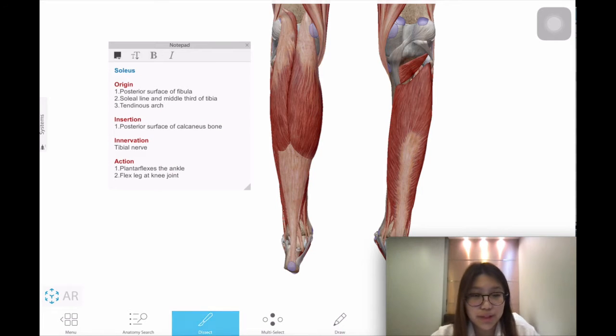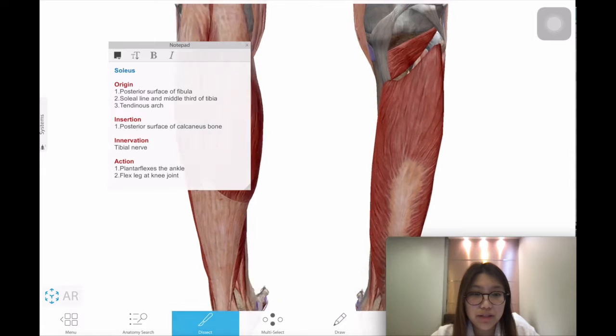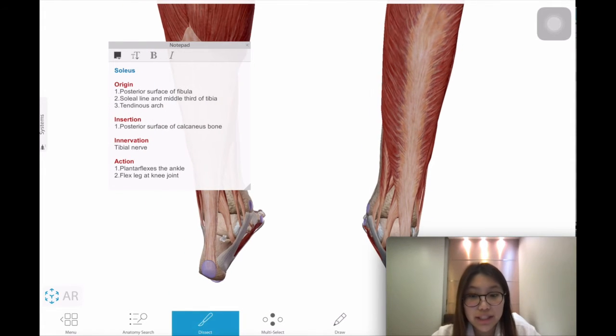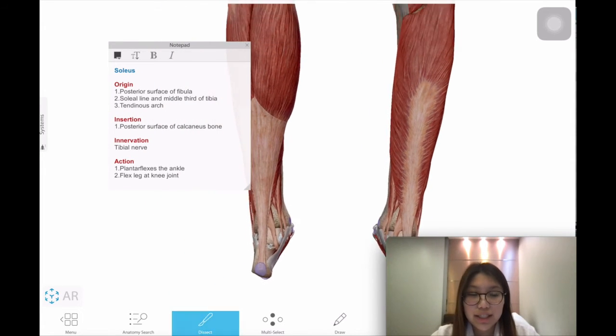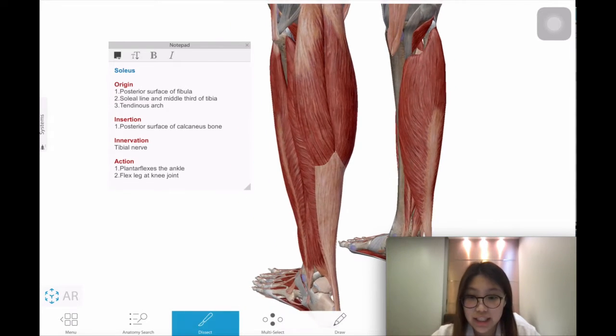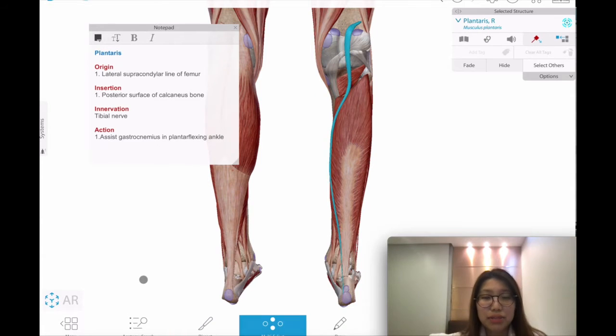This is the soleus muscle. It originates at the posterior surface of the fibula, the soleal line and medial third of the tibia, and the tendinous arch. The insertion is at the posterior surface of the calcaneus bone. The innervation is the tibial nerve, and the action is to plantar flex the ankle. So as you can see, this is the plantaris muscle.